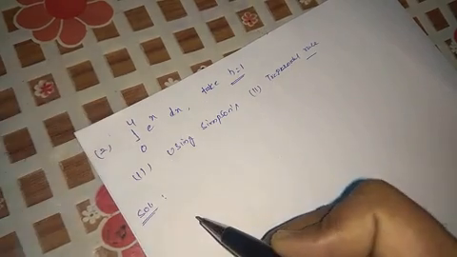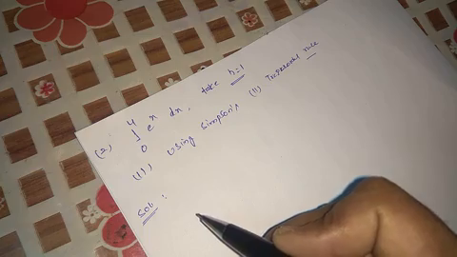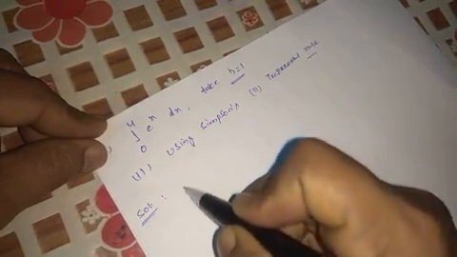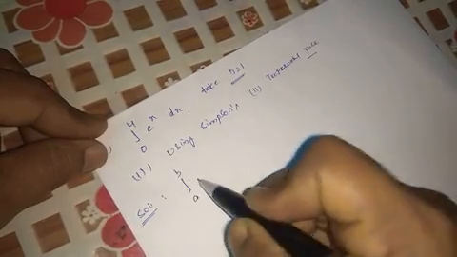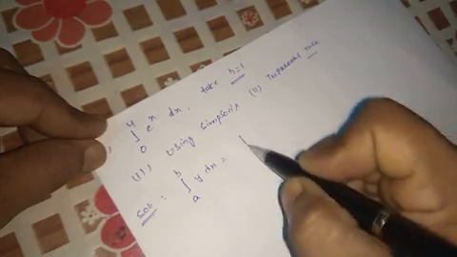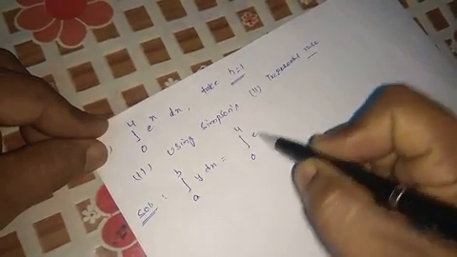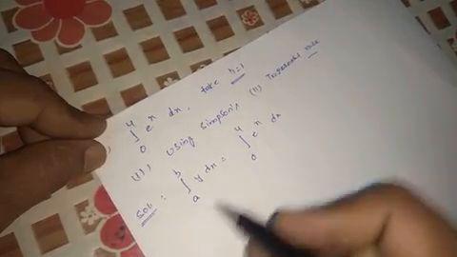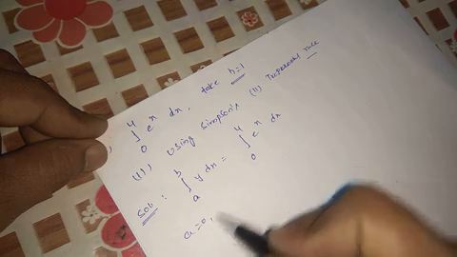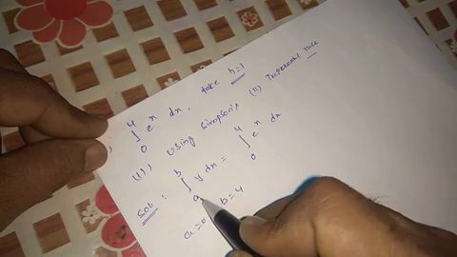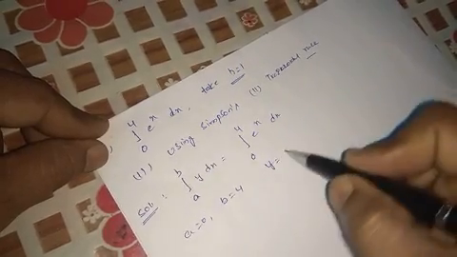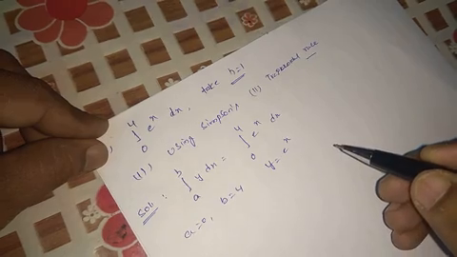Solution: first we compare integral from a to b y into dx, that is equal to integral from 0 to 4 e power x into dx. We compare this to a to b. A equal to 0 and b equal to 4. A is nothing but the lower limit and b is nothing but the upper limit. And y equal to e power x.